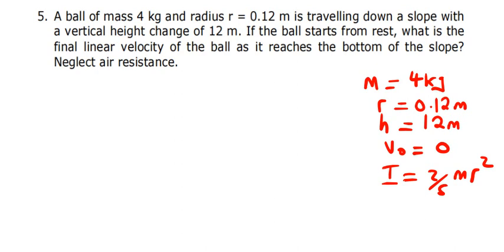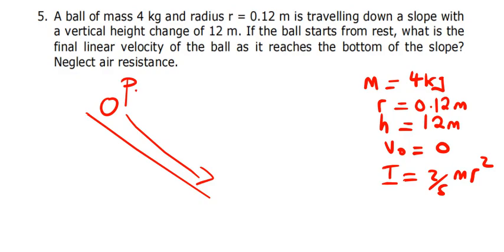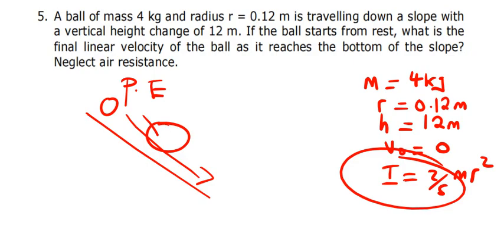Now this ball is traveling down a slope. Initially, you're going to see that the ball at the top has potential energy as it is moving and rotating. That's why I'm putting the aspect of inertia here. As it is rotating, the potential energy is going to be converted to translational energy, because it is rotating now.